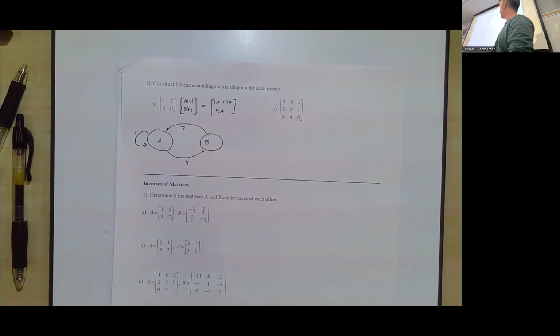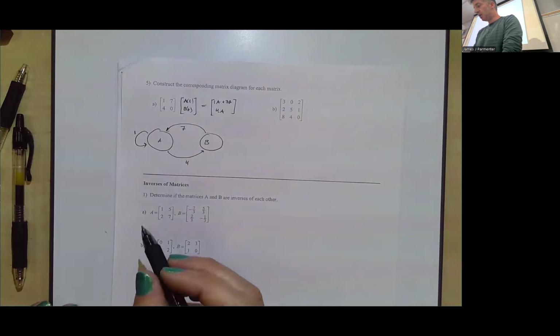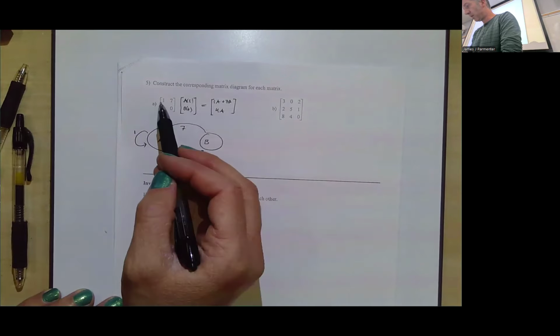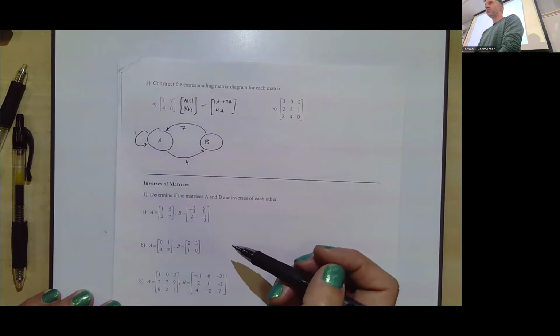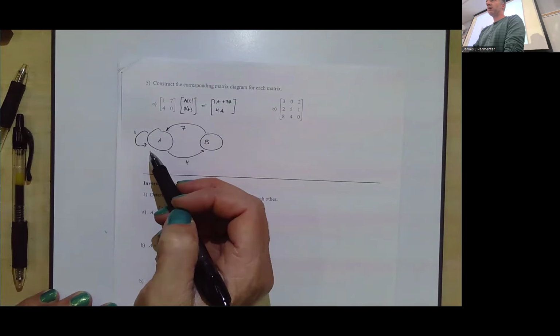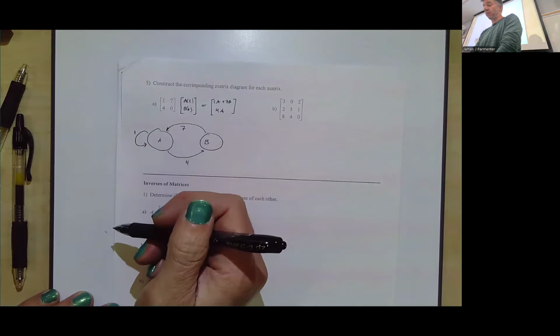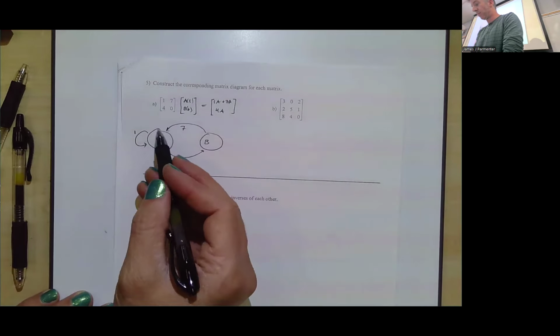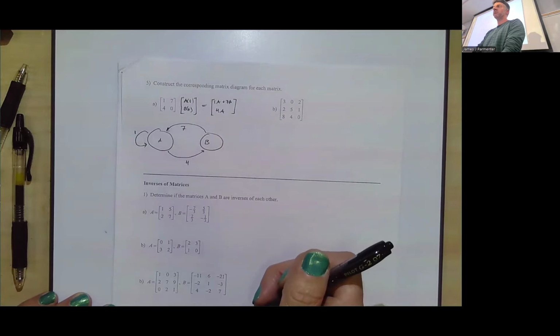So like I was just saying, each row is what's going into that thing, right? So coming into A is a 1 from A and a 7 from B. Each column is what's going out of that thing. From A, we have a 1 coming out and a 4 going out.